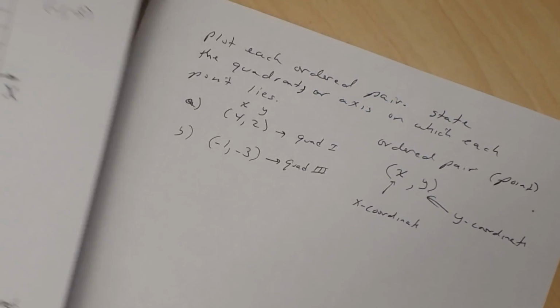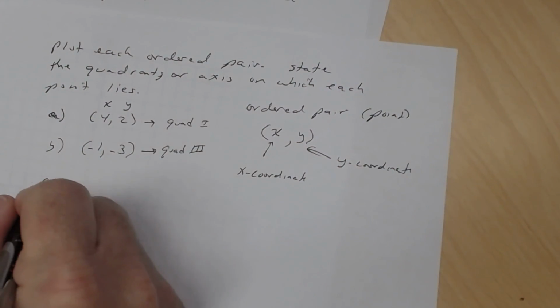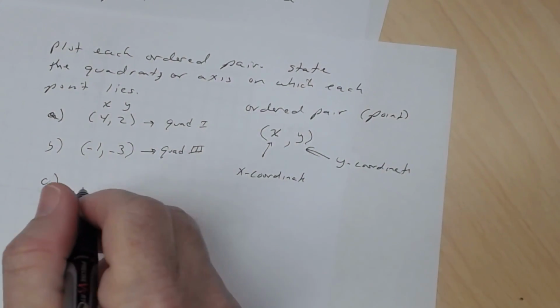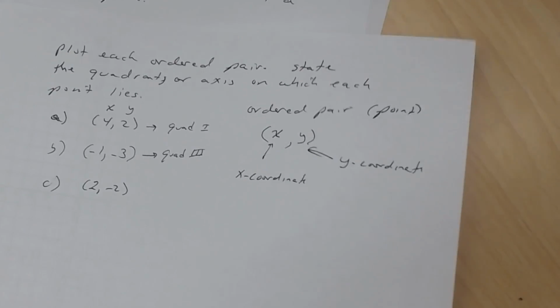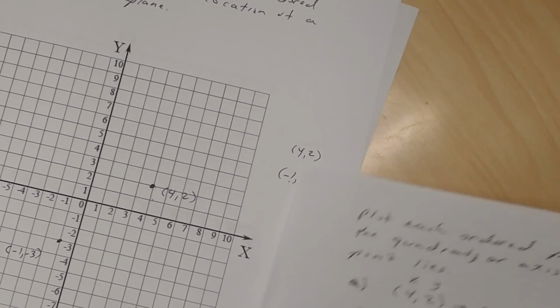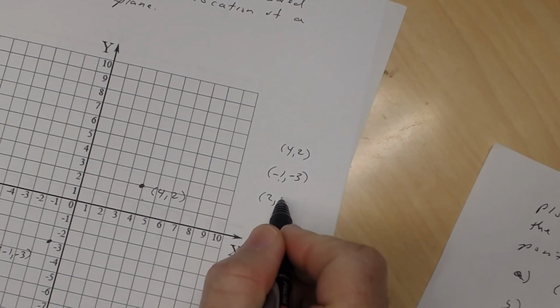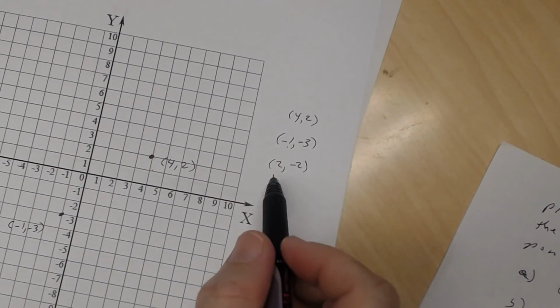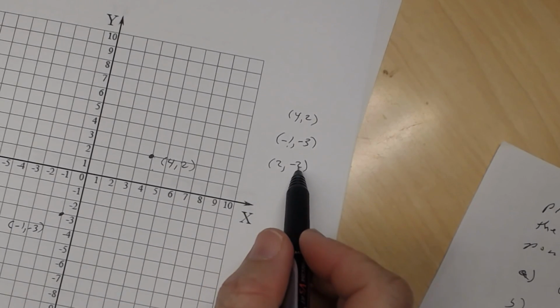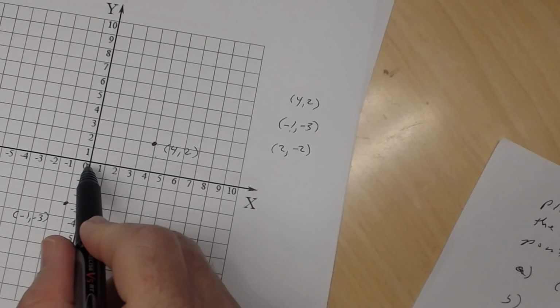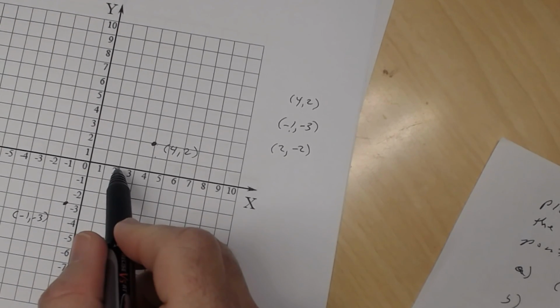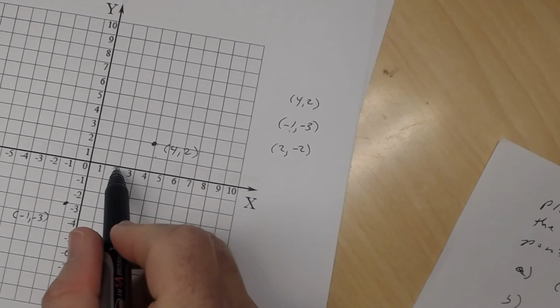All right, part C. Suppose we had 2, negative 2. I want to plot the point 2, negative 2. The x-coordinate is a positive 2, the y-coordinate is a negative 2. From the origin, you always do the x first. I'm going to go to the right 2 units because 2 is positive.